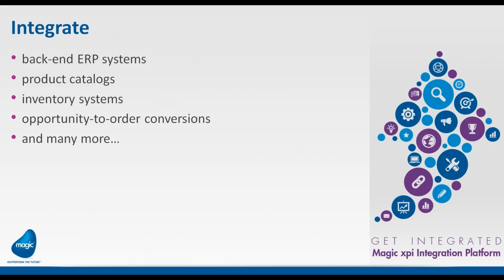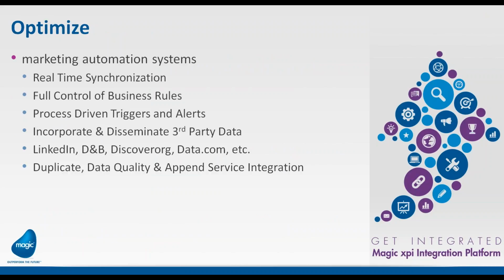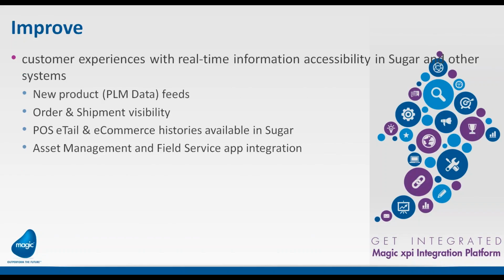So your capability for integrating to back-end ERP systems and product catalogs and inventory systems to be able to do the opportunity to order conversion, so that when your SugarCRM opportunity closes, it then automatically flows into an order in SAP, and all these kinds of capabilities are very important. Your ability to optimize, to be able to use marketing automation systems, to do real-time synchronization and control business rules and process-driven triggers and alerts, to incorporate and disseminate third-party data, are all things that are supported by the Magic XPI integration platform.